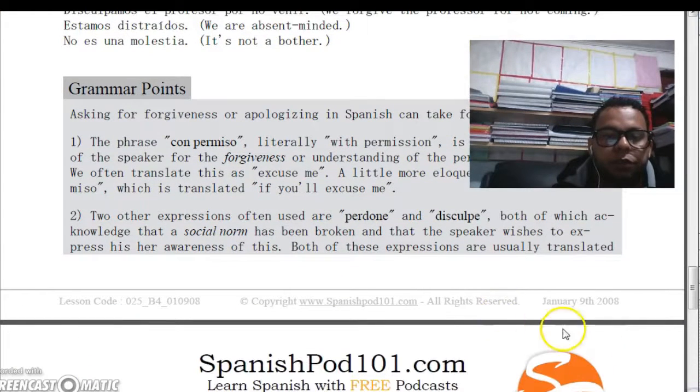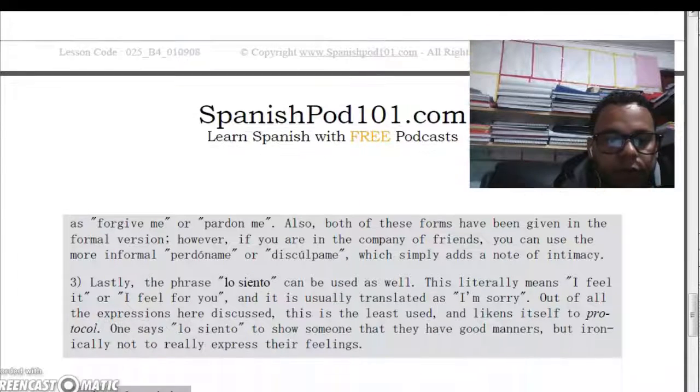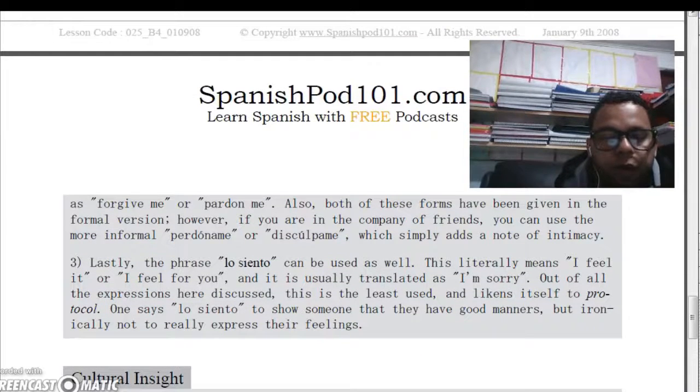Two other expressions often used are perdone and disculpe, both of which acknowledge that a social norm has been broken and that the speaker wishes to express awareness of this. Both are usually translated as forgive me or pardon me. Both forms have been given in the formal version. However, if you are in the company of friends, you can use the more informal perdóname or disculpame, which implies a sense of intimacy.